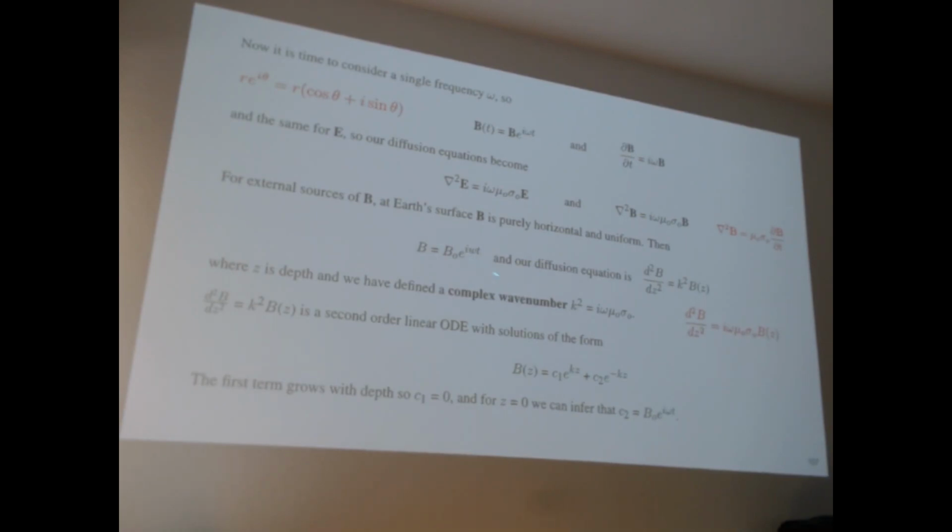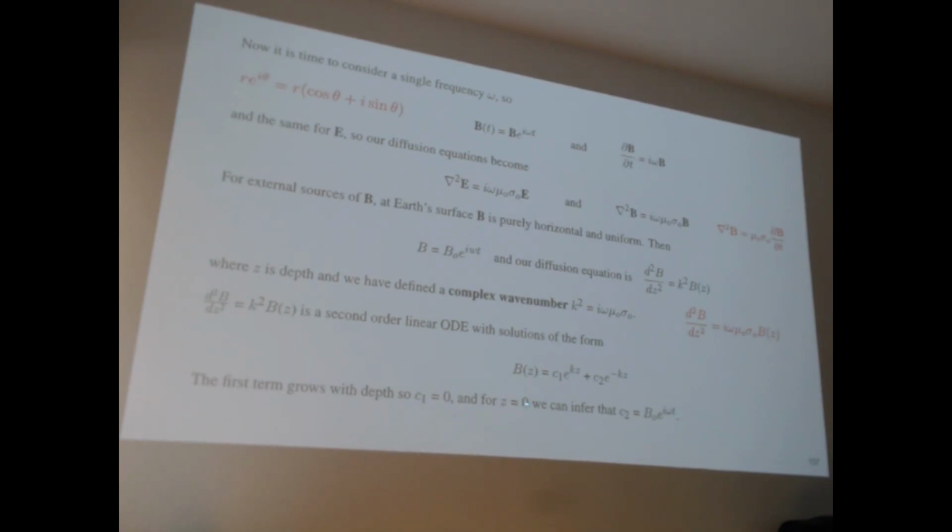So I can take i omega mu naught sigma, the conductivity, and I'm going to call that k squared, where k is this complex number. So now my equation is the second derivative of B with respect to z is equal to k squared times B of z. And that's a second order linear differential equation that has a solution of the form C1 e to the kz plus C2 e to the minus kz. This first term is going to grow with depth, which is clearly rubbish. So C1 must be 0.